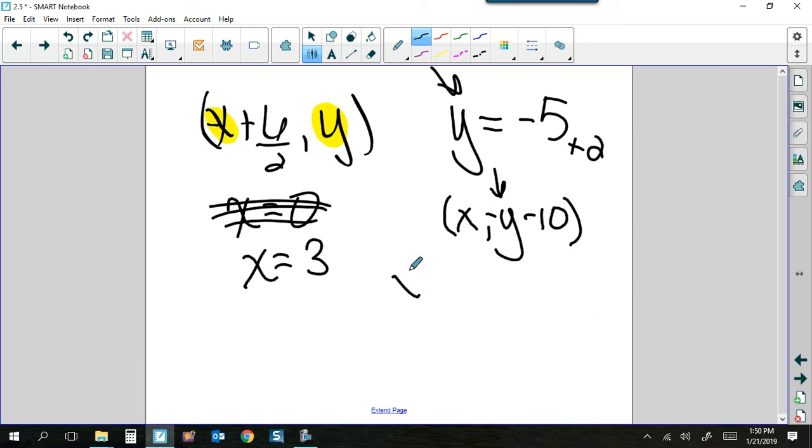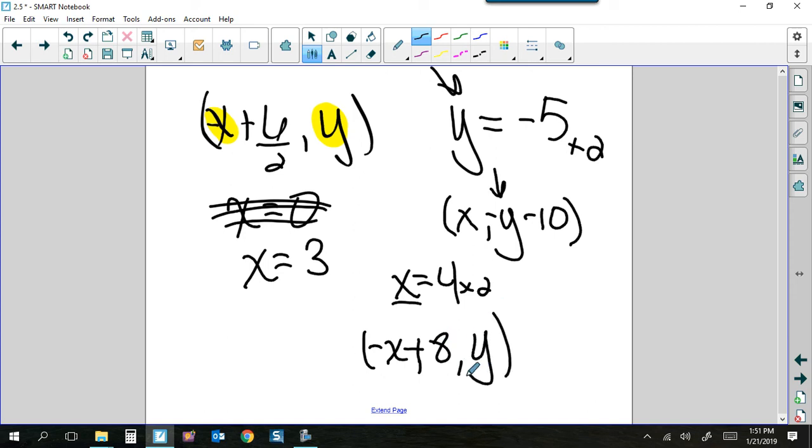Or if I say reflect over y equals 4, well, x has to become negative because that would be like reflecting over x equals 0. And then double the number because I'm putting it back in the rule. That's a positive 8. There's my rule.